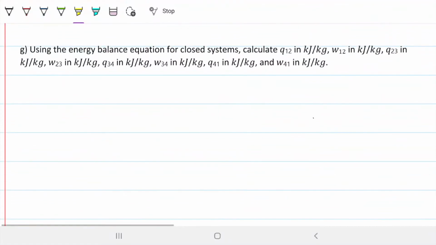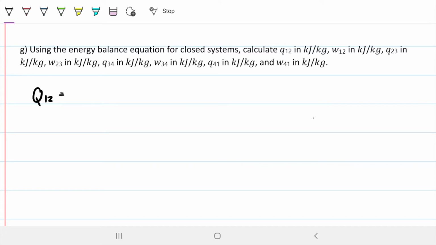Using the energy balance equation for a closed system, and that is this one here, calculate Q12 and work 12. So, the heat going from every state and the work for every change in state that we did. Let's do it little by little. First, Q from 1 to 2.